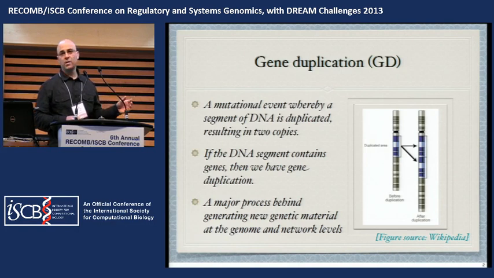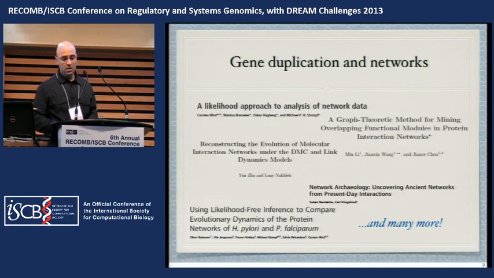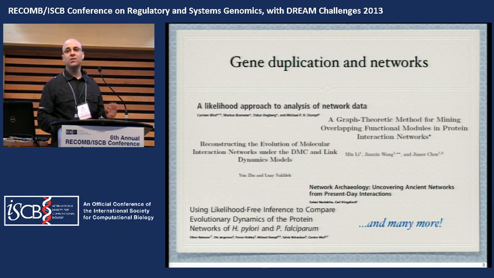because gene duplication or DNA duplication results in the addition of new DNA into the genome. But if it has protein coding genes, this will result also in new nodes in the protein interaction network, and also new interactions there. Okay? So there has been a lot of work on gene duplications and networks.